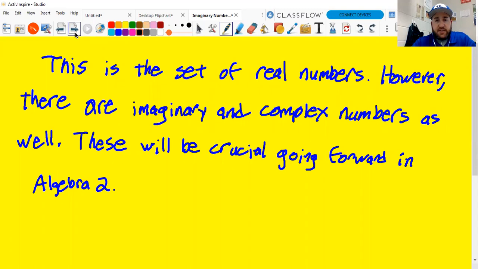All right, so what I just showed is the set of all real numbers. However, there are imaginary and complex numbers as well. These will be crucial going forward in Algebra 2. So like I said, you need to learn about them this week and next week. Memorize them, know what they are, how to use them.